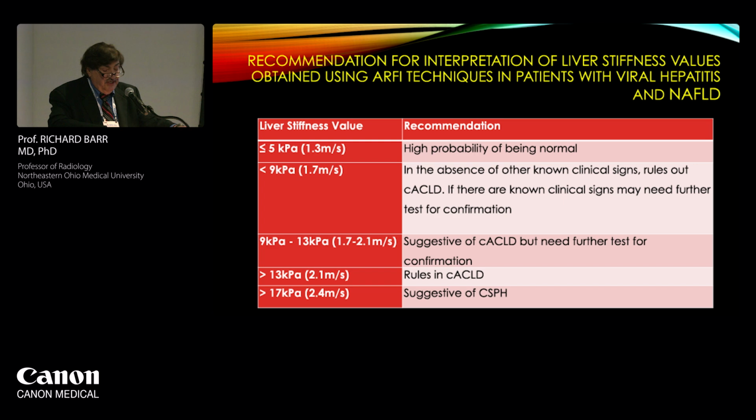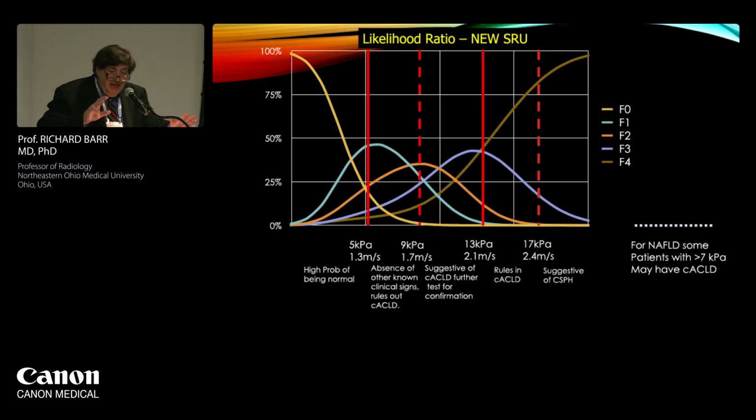Between 9 and 13, suggestive of compensated advanced chronic liver disease, but need further tests for confirmation. Above 13 kPa rules in compensated advanced chronic liver disease, and greater than 17 kPa is suggestive of clinically significant portal hypertension, but not diagnostic. We know these values work really well for fatty liver disease and the viral hepatitis. We don't know about all the other etiologies. We don't have enough data, but we think that these, and the lack of other information, are what we can use.